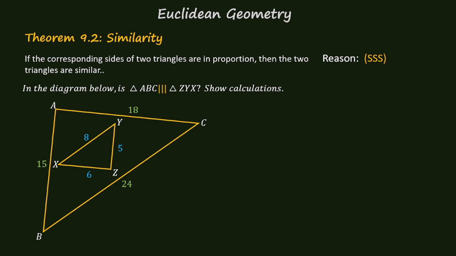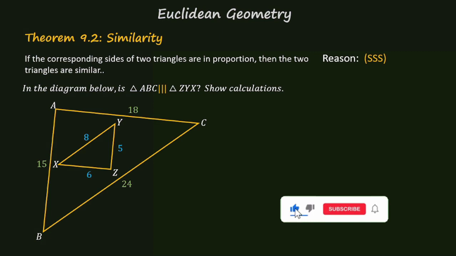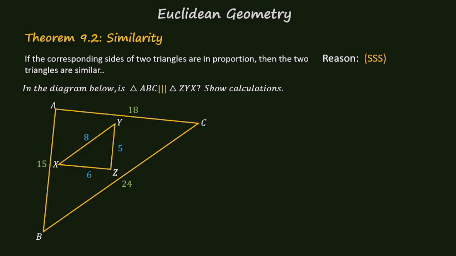Now let's look at the last condition of similarity. This condition says if the corresponding sides of two triangles are in proportion, then the two triangles are similar. And it's important that you test all the 3 corresponding sides of the two triangles. If you write the ratio of the corresponding sides and the ratios are the same, then the two triangles will be similar. And this is the reason that we use side, side, side. Let's try this condition using this example.